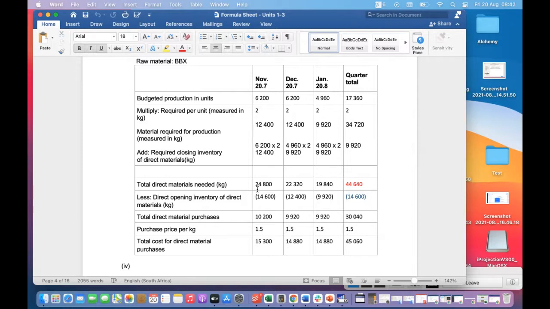Then this 9,920 is the amount required for the month of February. So we're happy with that. So we're then saying the total needed is this 44 because we're adding those two together. Fine with that. So the 44 comes from these two being added.